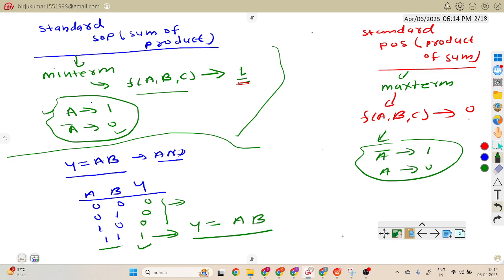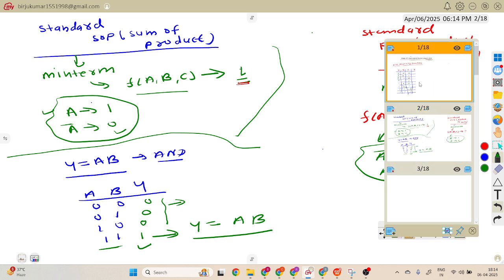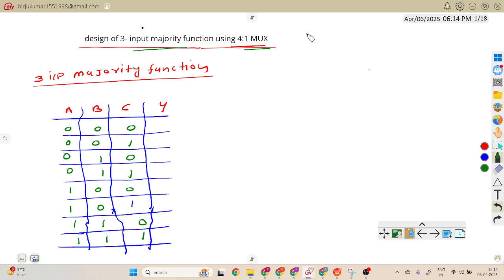Okay, see. Now I will come back to the question. I just explained the basic thing. Now the question is to design the three input majority function using the 4 cross 1 mux. Firstly, do you know about the majority functions? If I am asking this question, this is very easy.